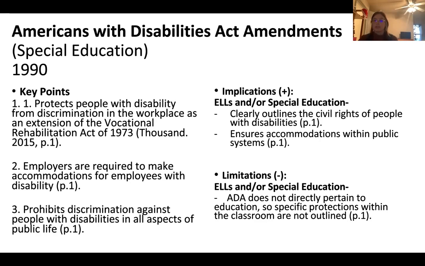Some implications of this bill are that it clearly outlines the civil rights of people with disabilities, and it ensures accommodations within public systems like transportation and other things like that. Some limitations of the bill are that it doesn't actually directly pertain to education, so specific protections aren't actually outlined within the bill.